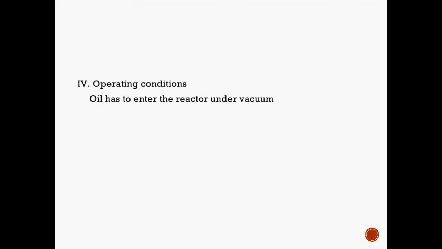For a reactor to function properly, it has to meet the required conditions. For this process, the oil has to enter the reactor under vacuum. Aside from that, the oil needs to be heated up to 85 or 95 degrees Celsius to remove the dissolved oxygen and moisture from the oil. This process will take about 15 to 20 minutes.